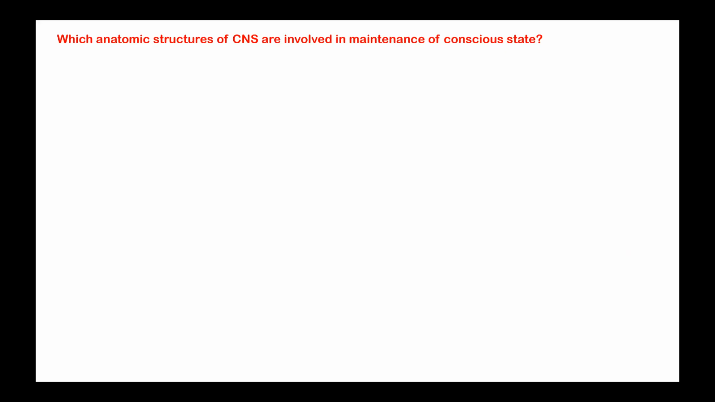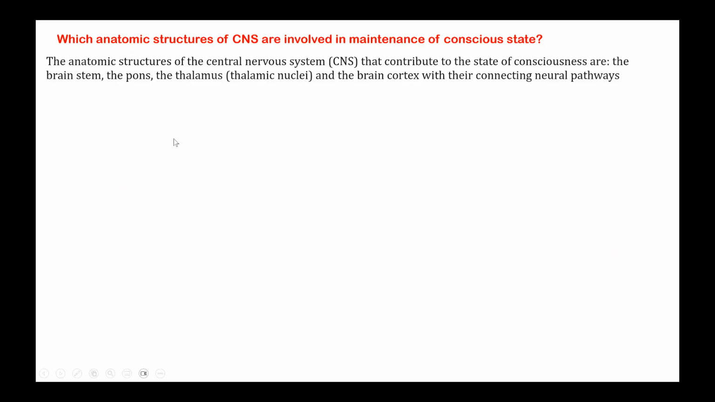So the brainstem does not have any involvement in that. The reticular activating system is also involved. So the anatomic structures of the central nervous system that contribute to that are first the brainstem, the pons, the thalamus, and the brain cortex, connecting all these things.